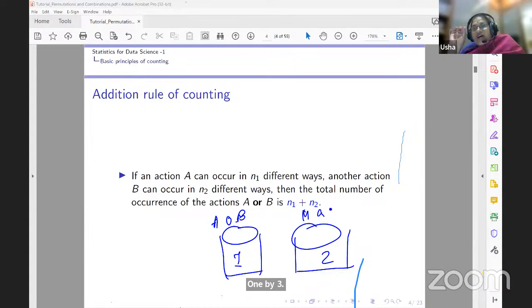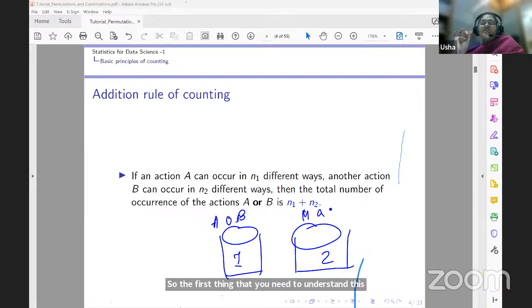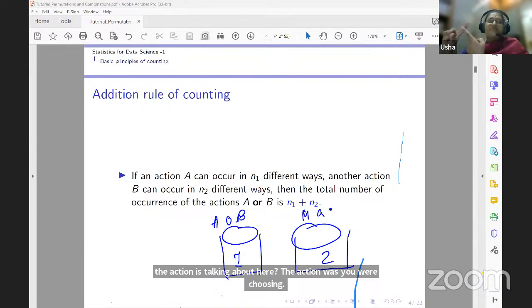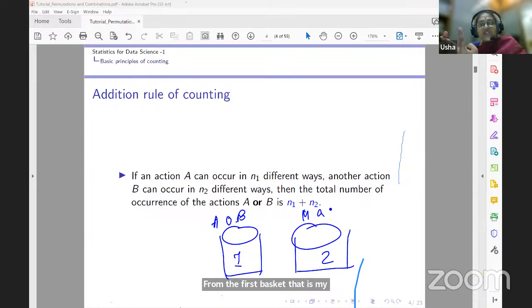So the first thing that you need to understand is, when do I use the addition rule and when do I use the multiplication rule? The addition rule is when an action, and what was the action I was talking about here? The action was choosing a fruit from the first basket. That is my first action. The second action is choosing a fruit from the second basket. When I am saying you choose from A or from B, I will apply the addition rule. So it is 3 plus 2, which is 5 ways to do it.